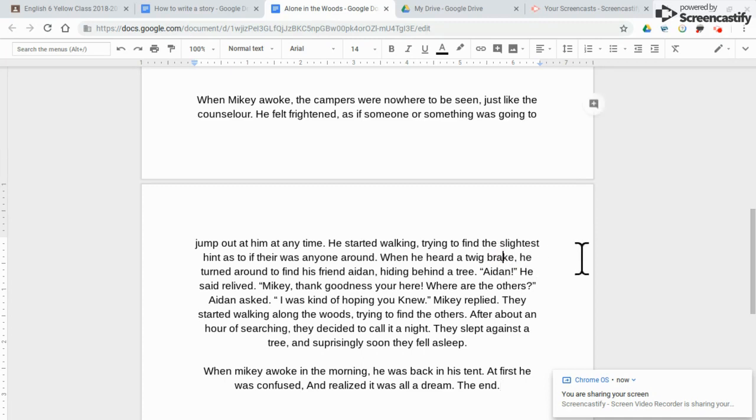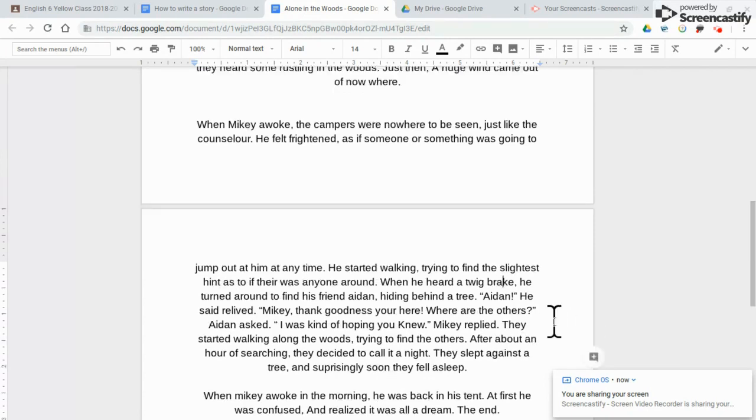He turned around to find his friend Aiden hiding behind a tree. "Aiden," he said, relieved. "Mikey, thank goodness you're here. Where are the others?" Aiden asked. "I was kind of hoping you knew," Mikey replied. So they started walking along the woods, trying to find the others. After about an hour of searching, they decided to call it a night. They slept against a tree, and surprisingly soon they fell asleep.